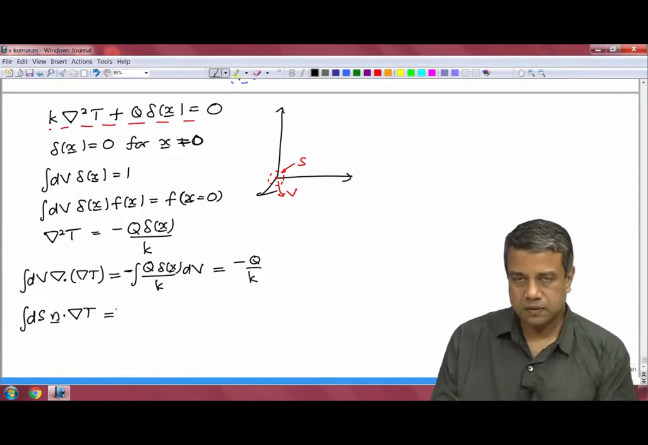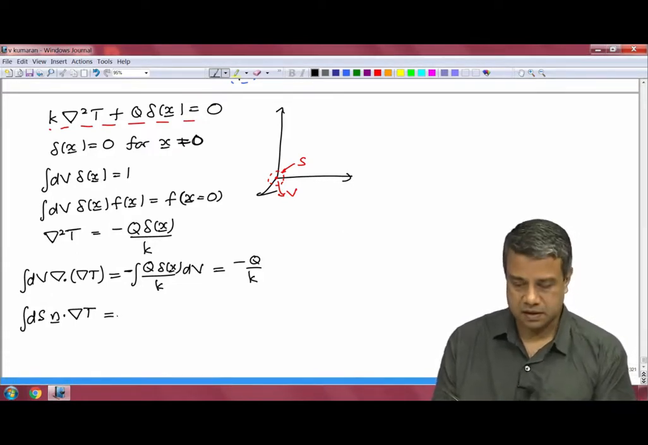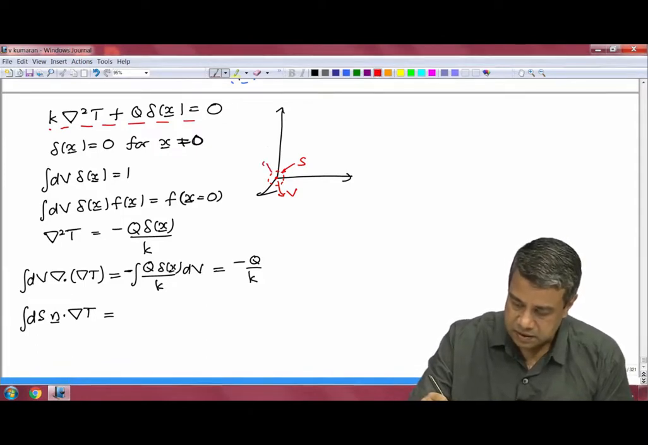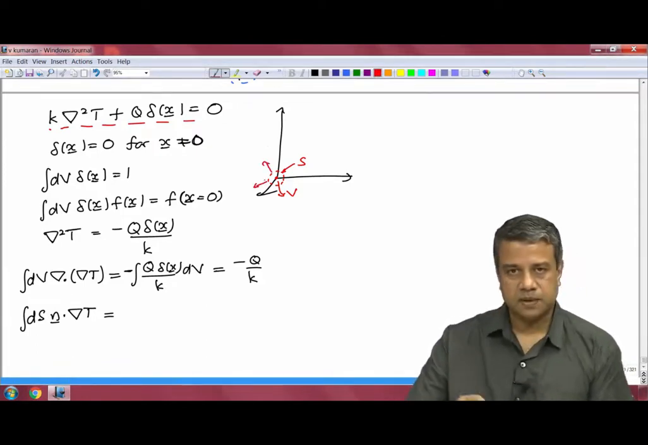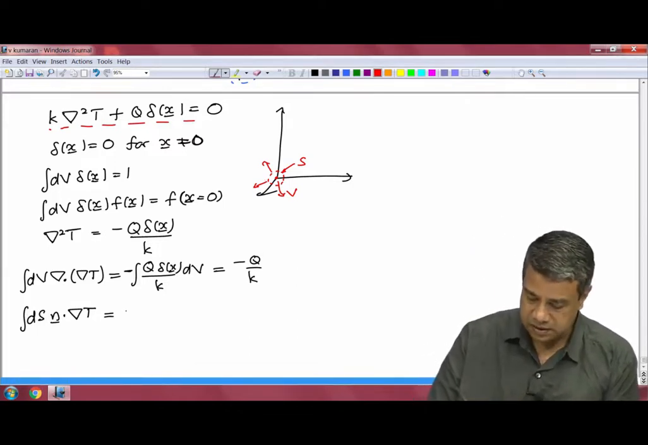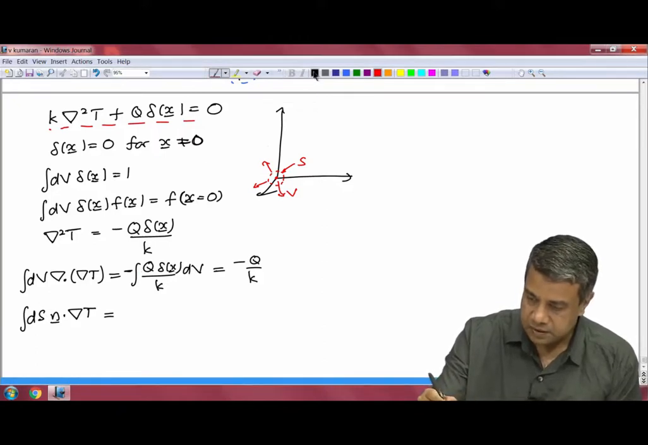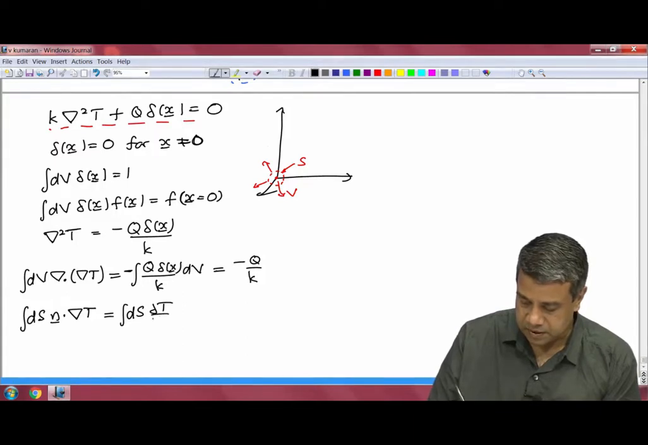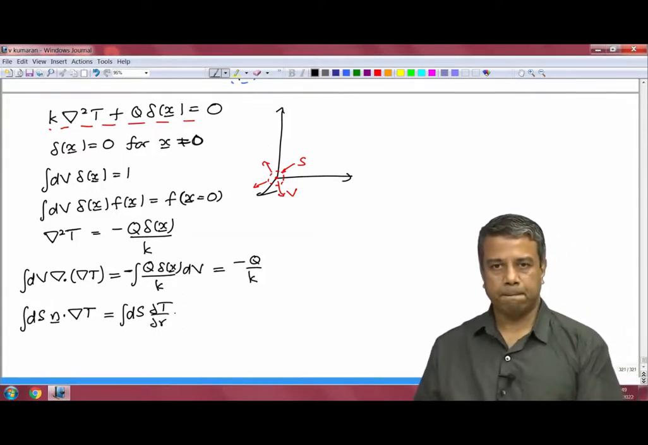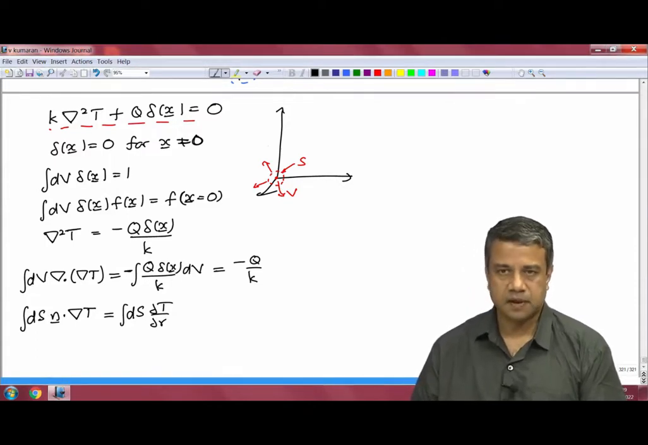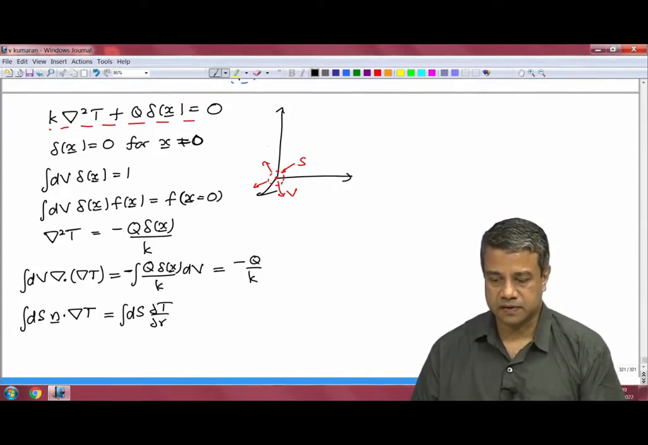The unit normal to the spherical surface is in the radial direction. This is applicable for any surface, but I will just solve it for the spherical surface in this particular case. This is the integral over the surface of partial T by partial r. Partial T by partial r is independent of theta and phi in the spherically symmetric system.